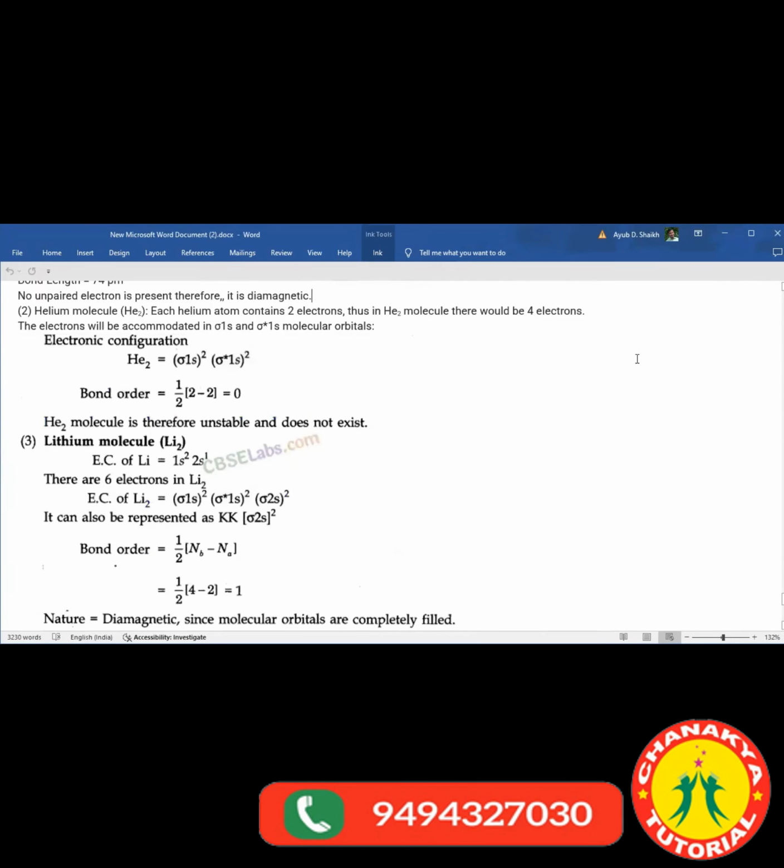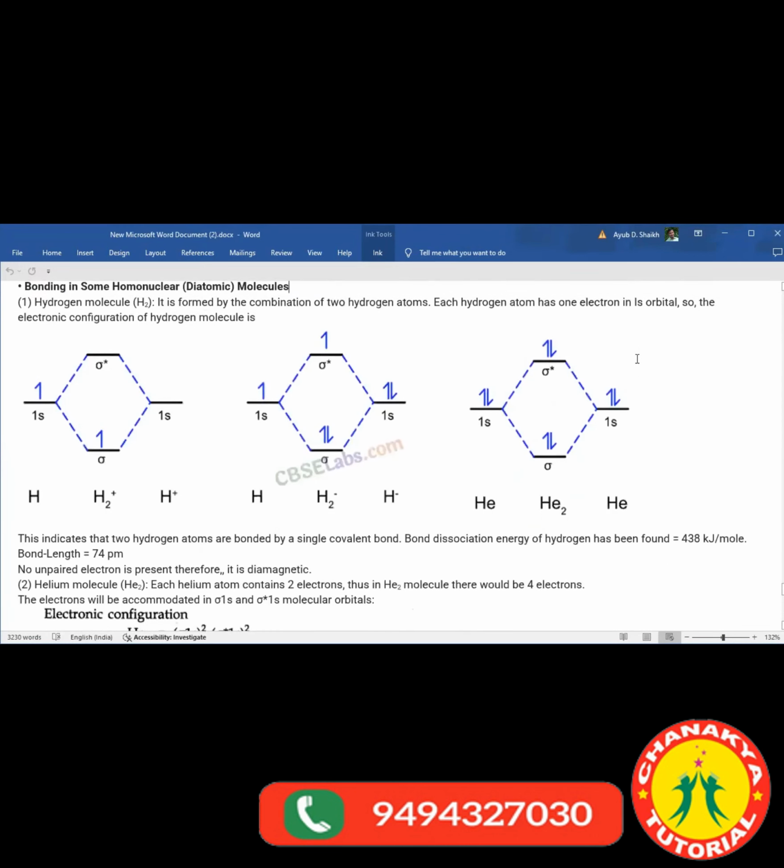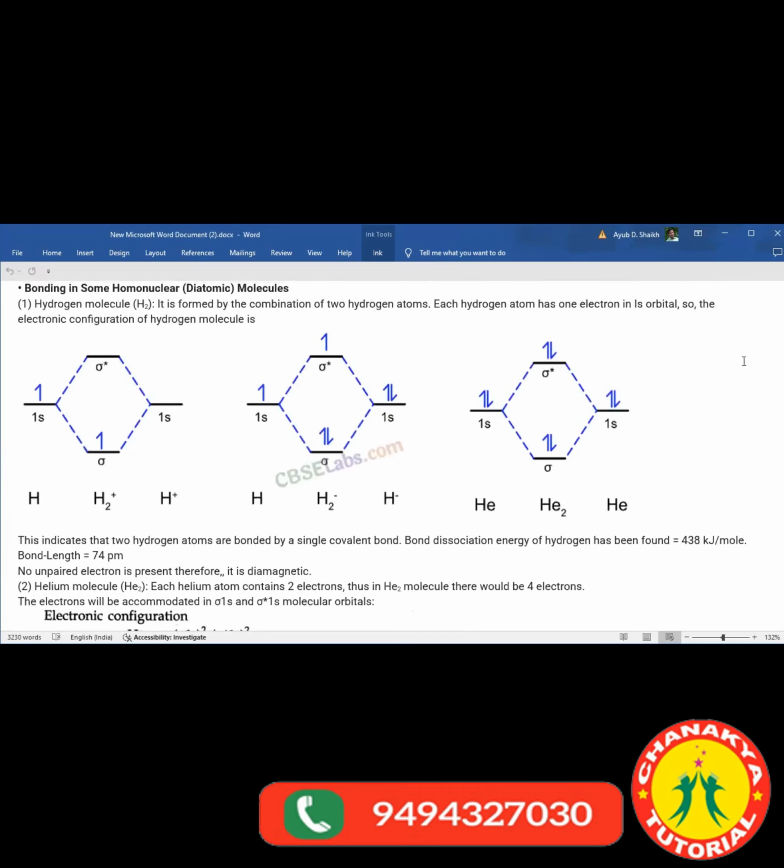Now we know that the hydrogen molecule H2 is formed by two hydrogen atoms, correct? Hydrogen atoms combine with each other to form the H2 molecule. The electronic configuration for one hydrogen is 1s1, and here also 1s1. So they have taken the hydrogen molecule H2, formed by the combination of two hydrogen atoms. Each hydrogen atom has one electron in its 1s orbital.